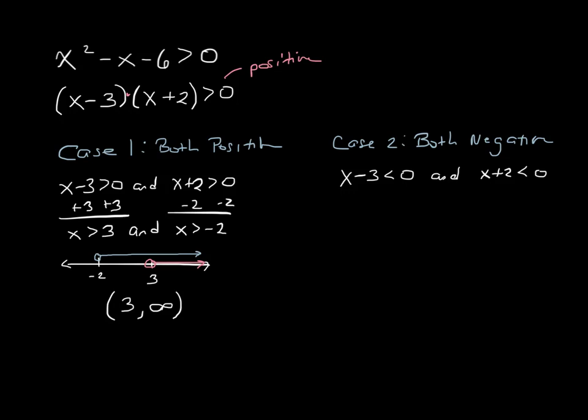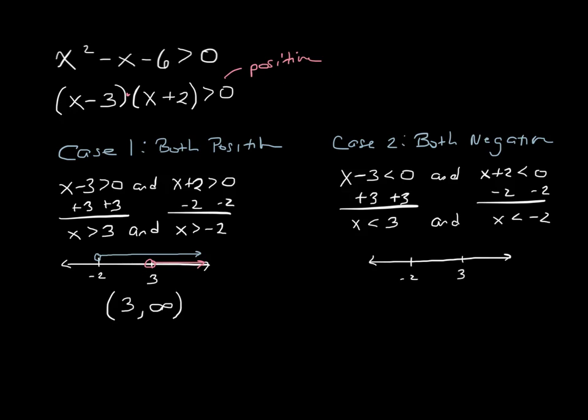Okay, let's go to our second case. We're going to do the same thing. We're going to add 3 to both sides. We get x is less than 3, and subtract 2, and we get x is less than negative 2. So where are all of the numbers that are less than 3 and less than negative 2? Here's negative 2, here's 3. Numbers less than 3 are here.